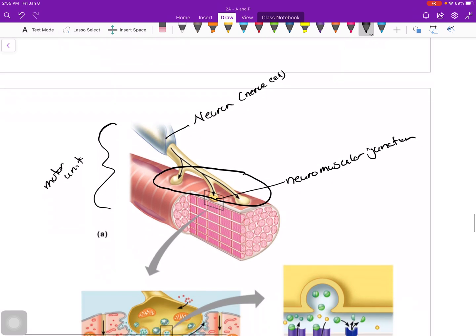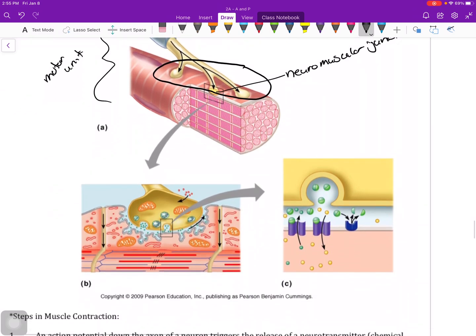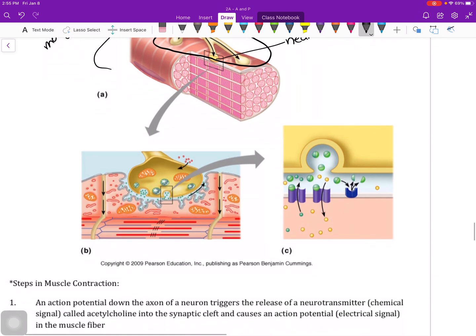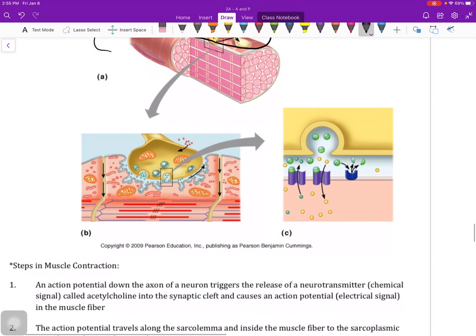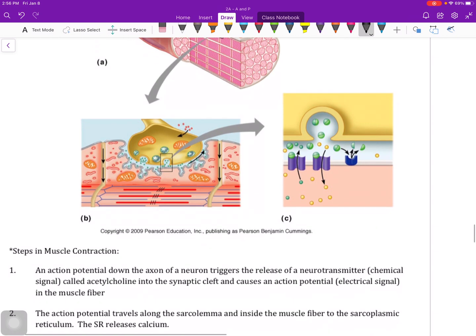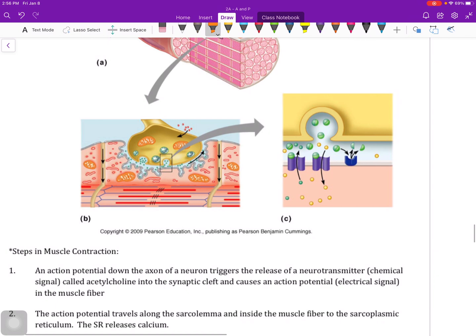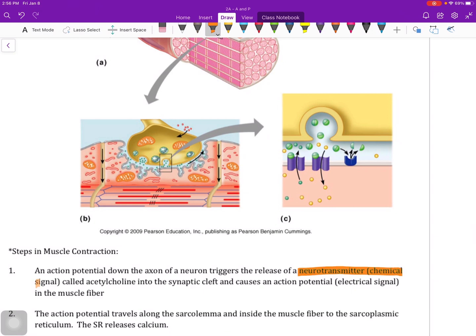Now, we've got several things that are happening here when we take a look at this. And so we're going to talk about the steps in muscle contraction. So you've got an action potential that comes down the axon of a neuron, and it triggers the release of a neurotransmitter. Now, a neurotransmitter, guys, is a chemical signal. All right, you've got a chemical signal, and this one is called acetylcholine.